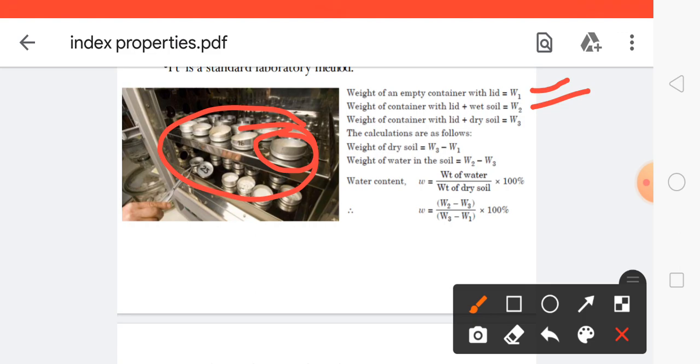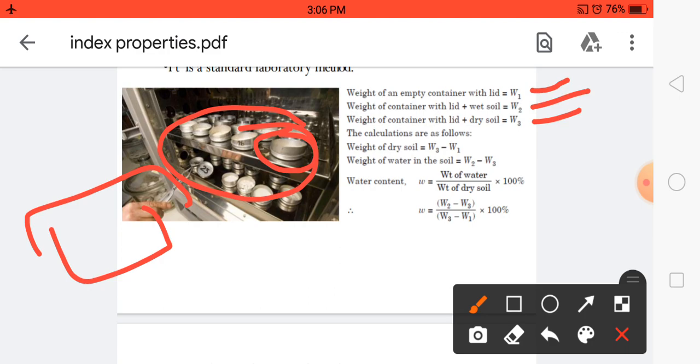When you keep the soil sample in the oven, the container lid should be open. After 24 hours, take this container and first close the lid, and keep this container in a desiccator until it reaches room temperature. After that, note down the weight W3. This will give you the weight of dry soil plus container. Take that weight as W3.